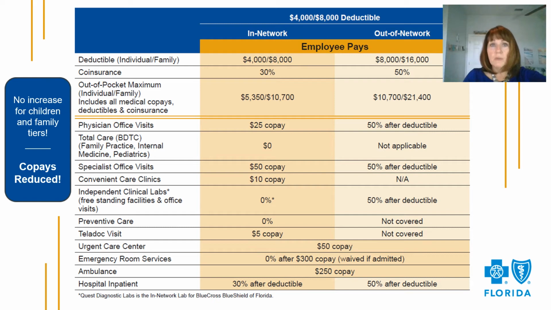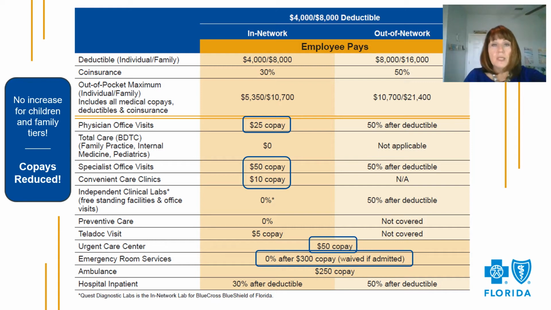Several enhancements have been made to the $4,000, $8,000 plan. While the deductibles and coinsurance and out-of-pocket maximums have not changed, several copays have been decreased. I would like to take a moment and highlight those changes for you. First, the primary care physician's office visit copay has been reduced from $35 to a $25 copay. But remember, if you choose to see a total care primary care provider, the office visit is covered in full.